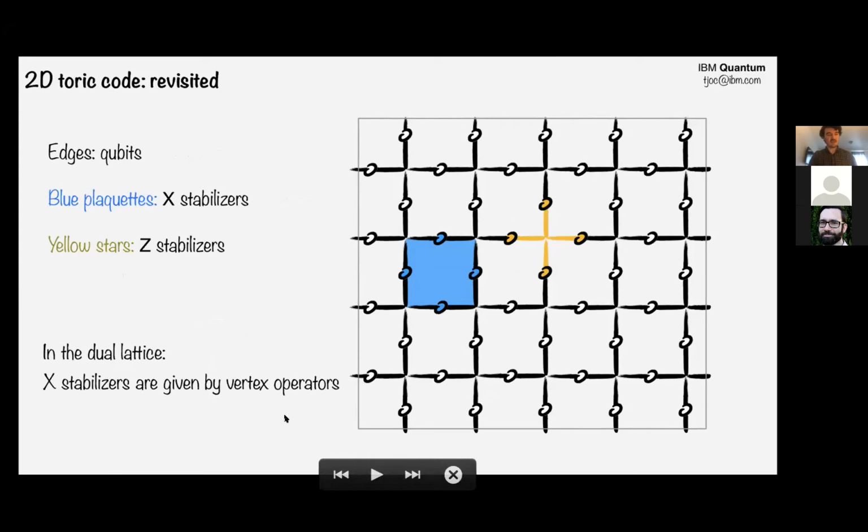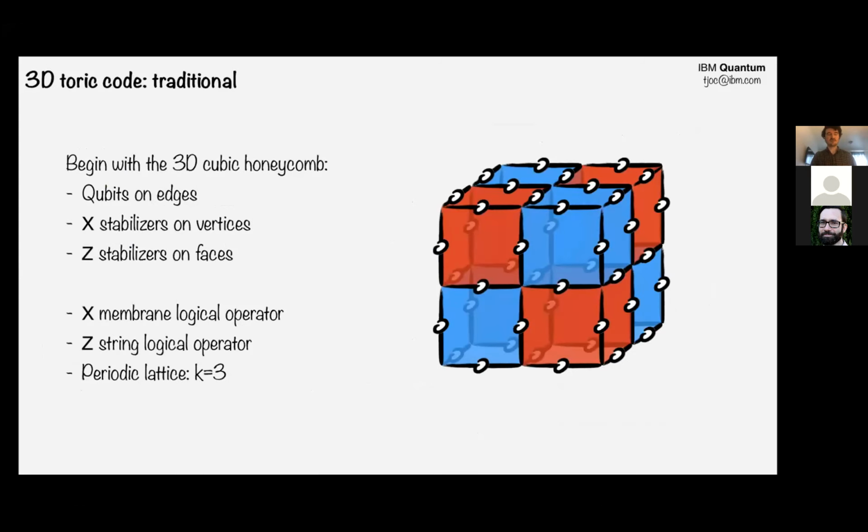Okay, so why am I taking this controversial view? It's really more that I want to have, in the dual lattice, the dual lattice of the square lattice is actually the square lattice itself. But in the dual lattice, the X stabilizers are going to be given by vertex operators. So the dual lattice is going to be the lattice you all think of traditionally in the toric code. It's just for convention purposes.